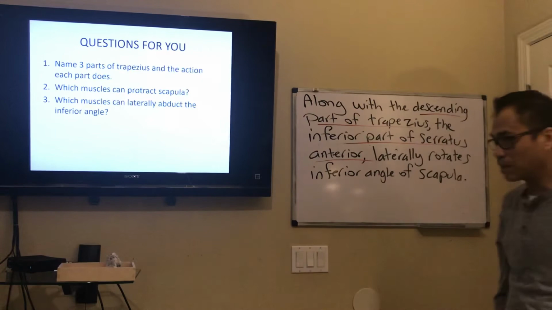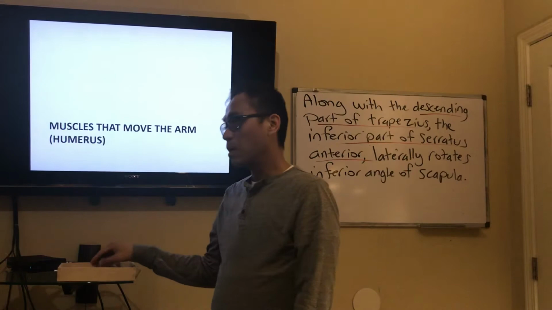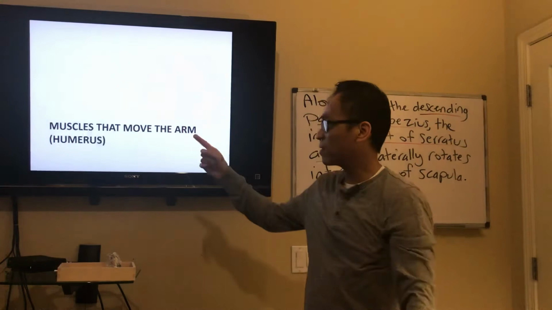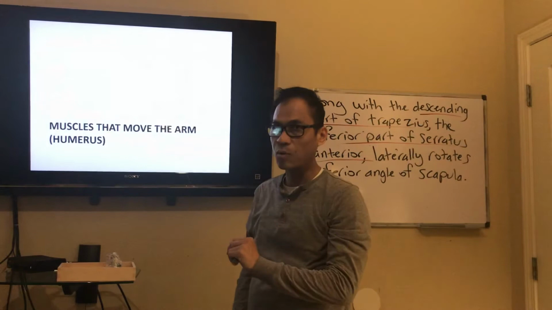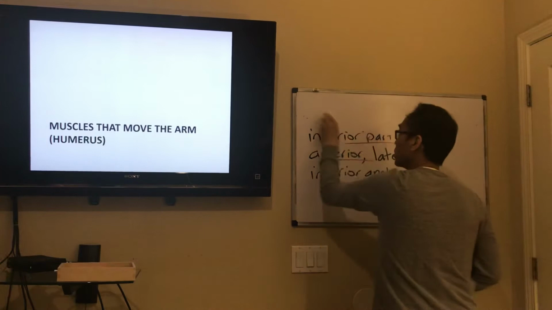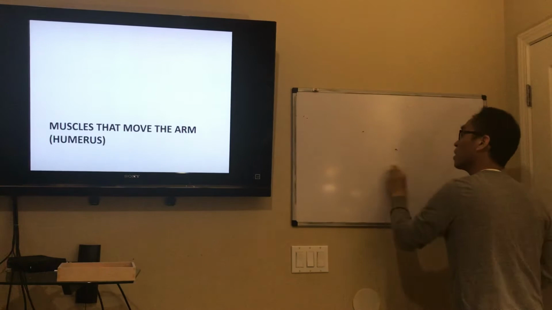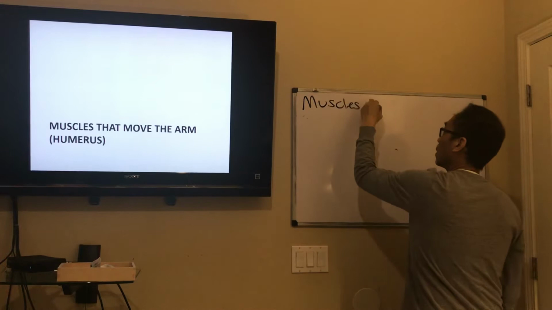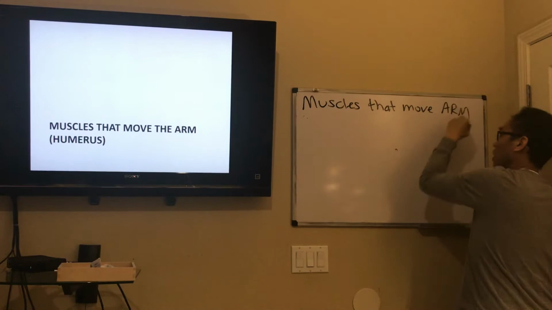Two, muscles that move the arm. And so the scapula is part of the pectoral girdle of the shoulder. You can elevate, depress, like we said. But now I'm thinking about the shoulder, the glenohumeral joint. So muscles that move the arm, moving the humerus bone at the glenohumeral joint. Let me write that on the board. Muscles that move the arm. We're talking about that ball and socket.